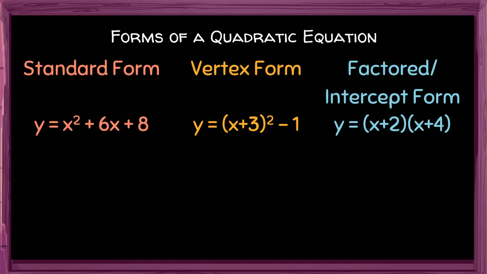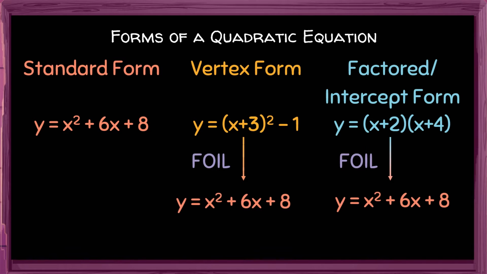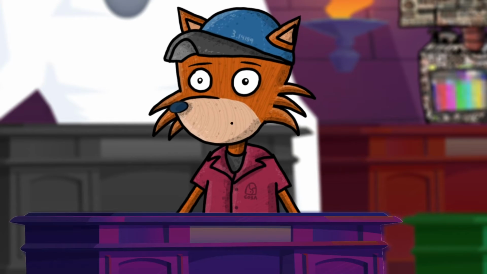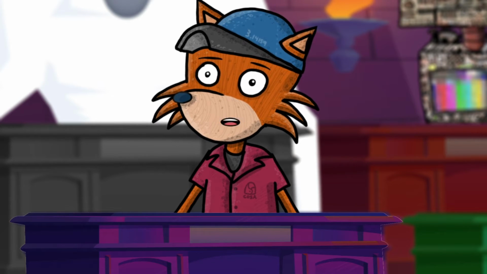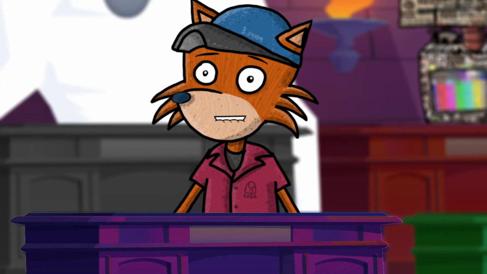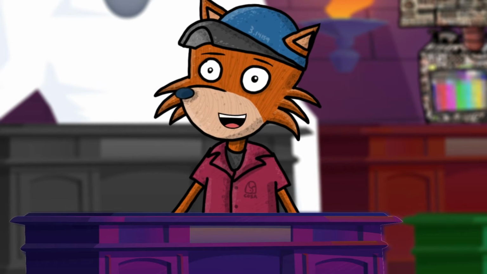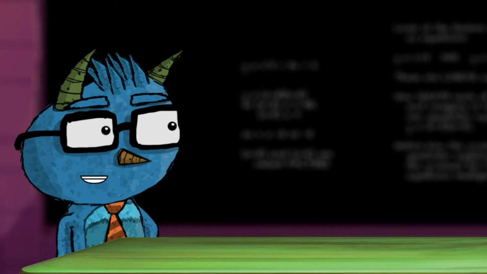So how do we turn vertex form or factored/intercept form into standard form so that we can graph them easily? To remove the disguises, we use our FOIL technique. Foiling an equation that's not in standard form shows us what it looks like in standard form. Hold on, Mr. C. I want to make sure I understand. You're saying that if a math problem asks us to graph one of these other forms, we should just FOIL it to get standard form, and then graph that? Exactly, Ruby.